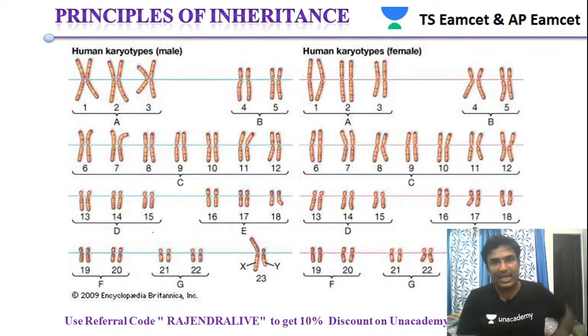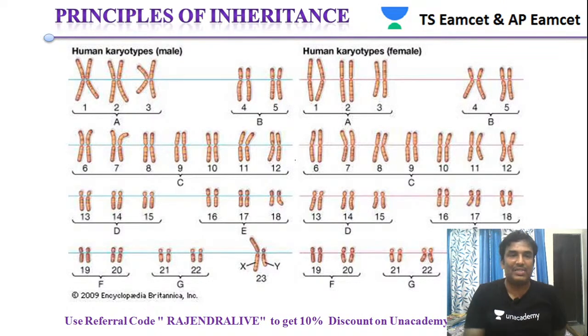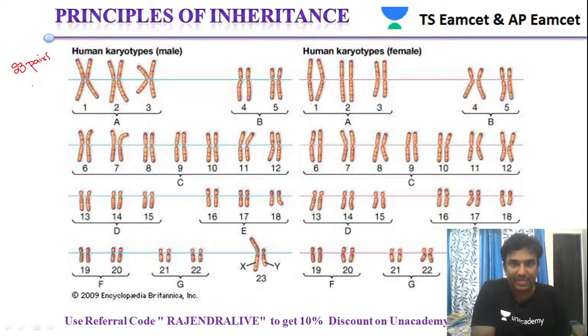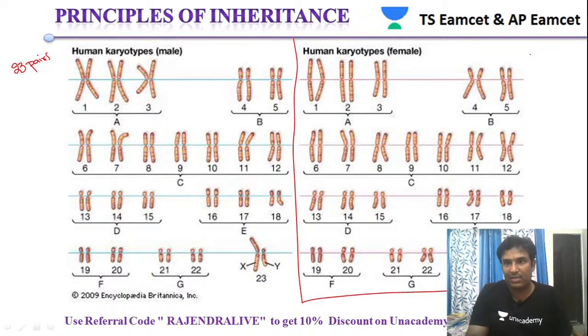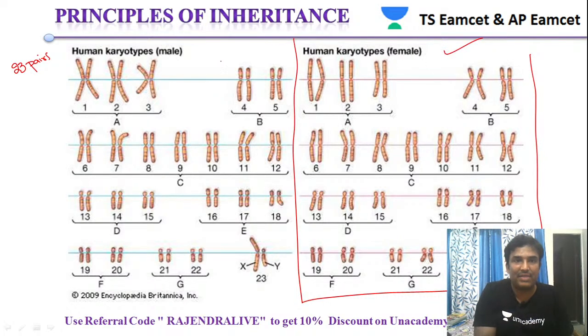Now, if you see here the karyotyping of humans, we know that in humans we have 23 pairs of chromosomes. So this is the karyotype shown. I am just demarcating this part: 23 pairs of chromosomes in the case of females, and this is in the case of males. You can see clearly the males here.